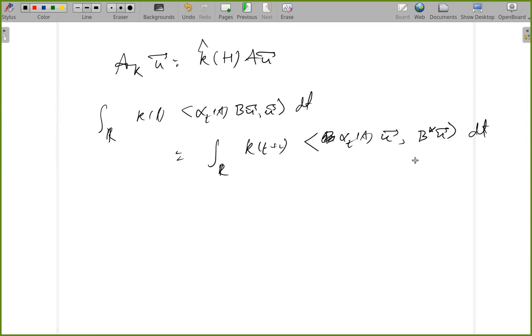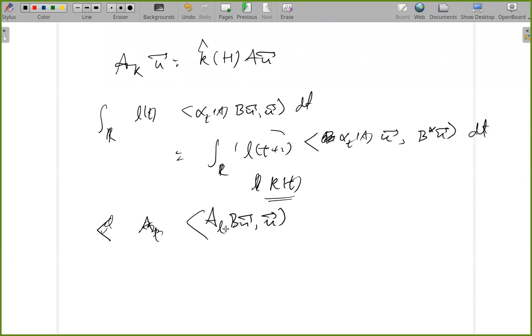And so what was the conclusion from here? If you think of this, let's call this L(t) and this L(t+i), and define K(t) to be this. Note that K(t) will still be in that F inverse hat if L is in that. So this we were thinking of as A_L b u dot u. Remember what was the definition of A_L x dot y?